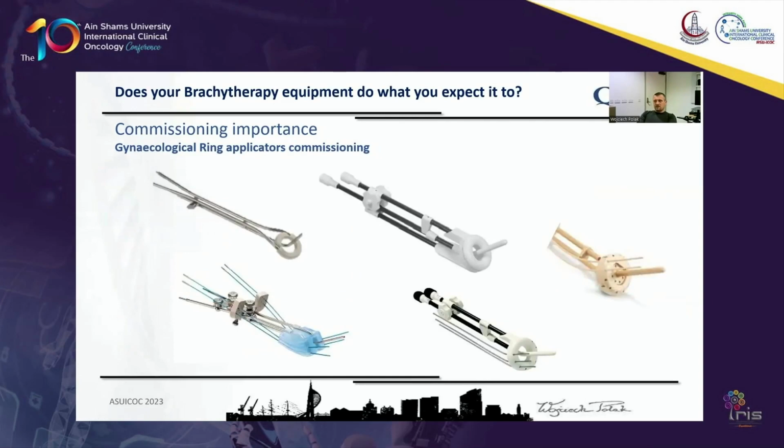What is very important during the commissioning of brachytherapy equipment is commissioning your applicators. So, for example, there are a number of different gynecological ring applicators, or ovoid applicators, and commissioning them is often quite tricky, because it's not that easy to know where your sources are supposed to be and where your sources actually are during the treatment.